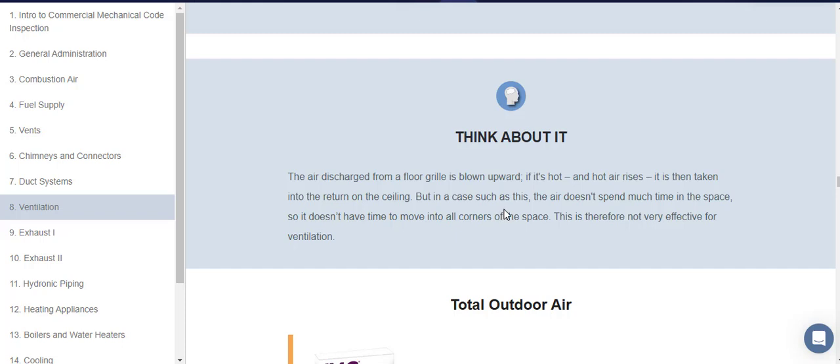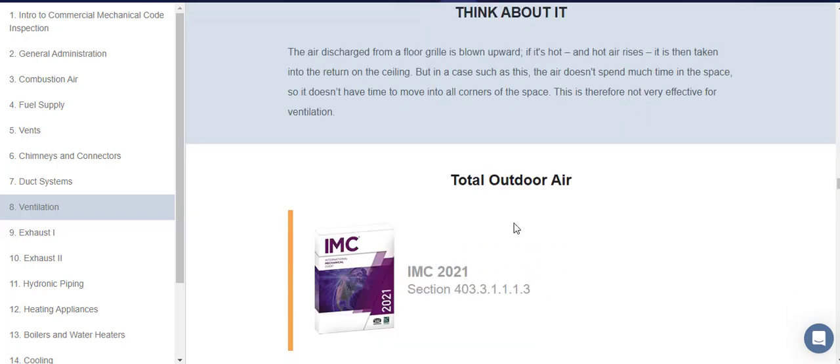But in a case such as this, the air doesn't spend much time in the space, so it doesn't have time to move into all corners of the space. This is therefore not very effective for ventilation.